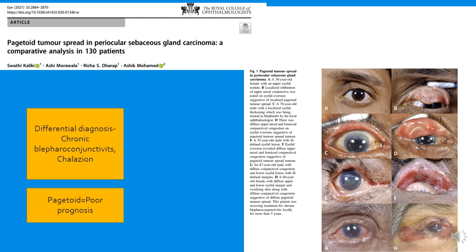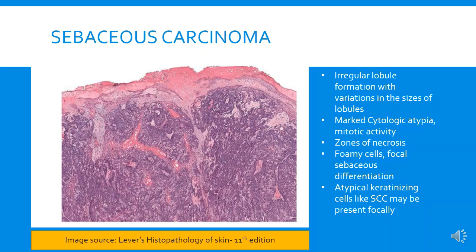Pagetoid spread implies poor prognosis. In sebaceous carcinoma histopathology, there will be irregular lobule formation with variation in sizes of lobules. You have varying size lobules, and they are asymmetrical, irregular and infiltrating. There is marked cytologic atypia and increased mitotic activity. You will have frequent atypical mitosis. There are zones of necrosis, and even amidst all those things, you have these foamy cells which point towards sebaceous differentiation.